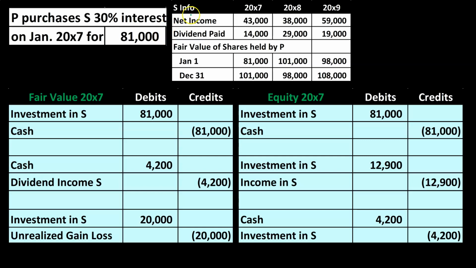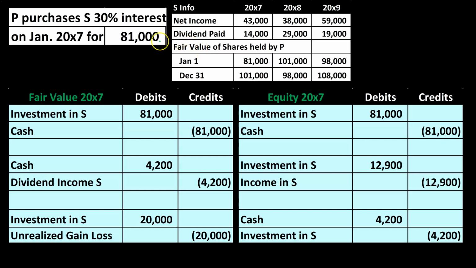Then we have S's information. S is the company that was purchased, or the 30% of stock purchased by P. So for S's information, we have the net income, and we have the dividends that they paid for three years, 2000X7, 2000X8, and 2000X9, and then the fair value information, which we're assuming we would get from the brokerage statements. What's the market price at the end of the year, typically, is what we're going to be looking at.